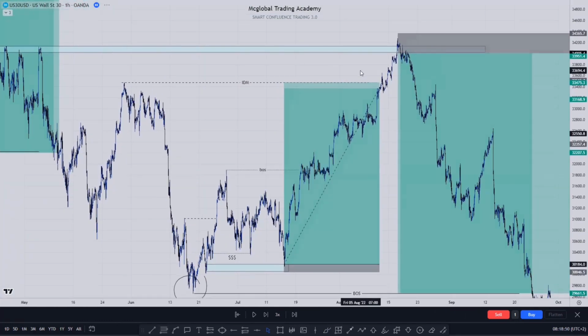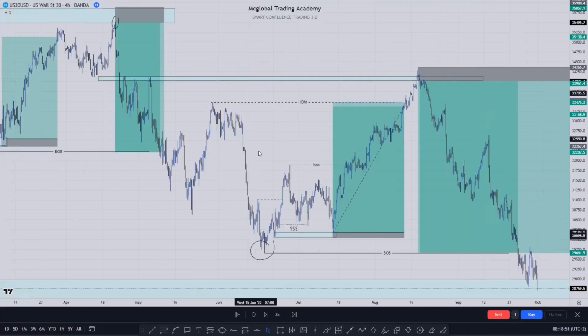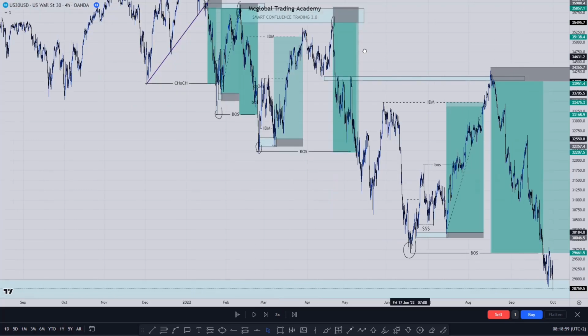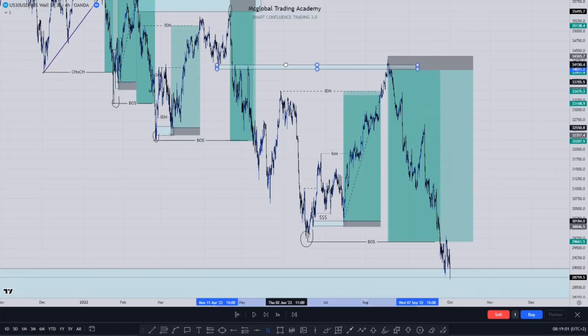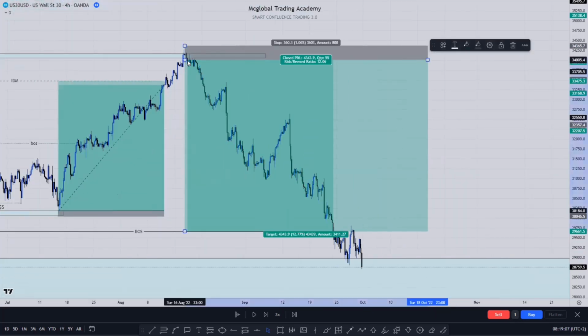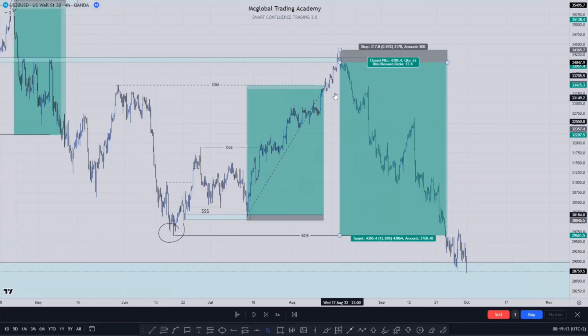You can see most of these zones clearly when you're on a higher time frame, because the lower you go, the more noise you start to experience on those levels. So even after entering into this zone, you could have seen a shift on a lower time frame, 15 minute, 30 minute, right there on that zone.